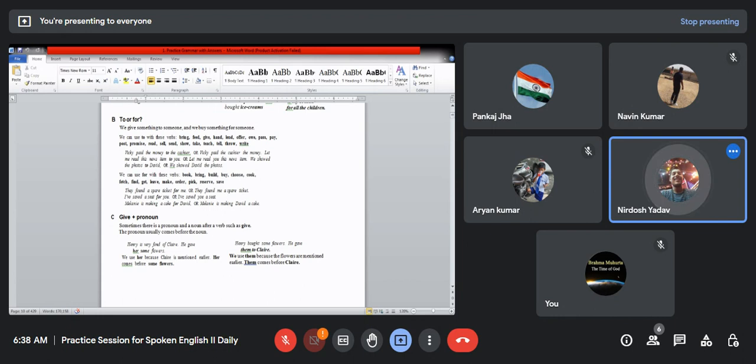We can use for with these verbs: book, bring, build, buy, choose, cook, fetch, find, get, leave, make, order, pick, reserve, save.